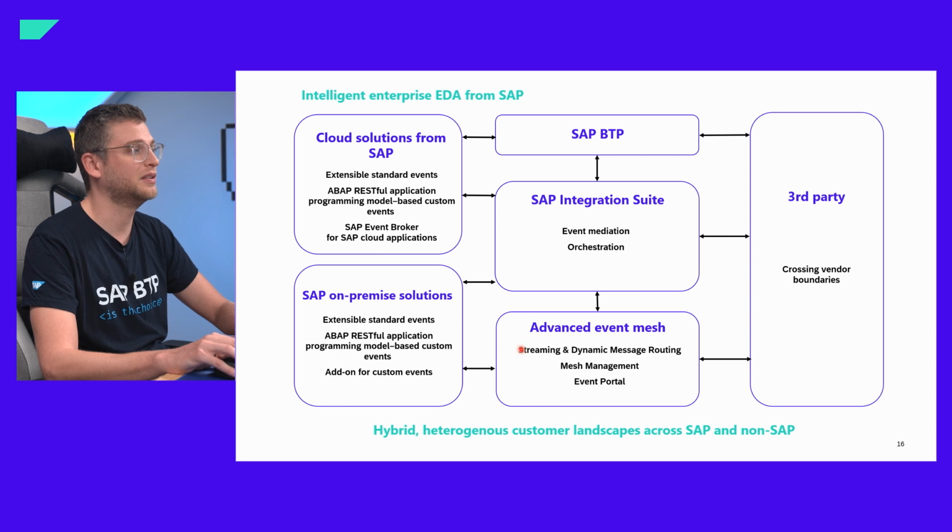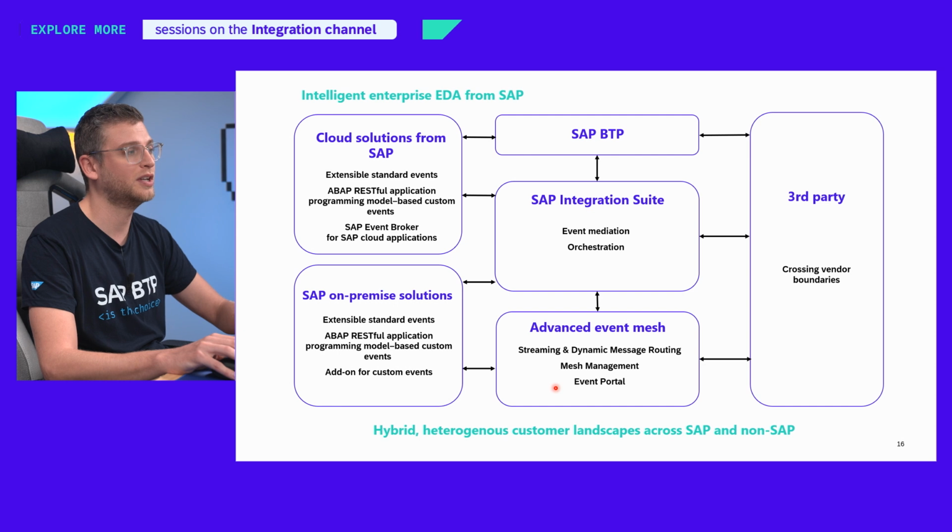There we have the streaming, we have the dynamic message routing that takes care of distributing the events, in case there are subscribers, between the different brokers. We have our mesh management and also the event portal where you can then find the events from your company. And important to mention that you can also combine it with SAP Integration Suite.